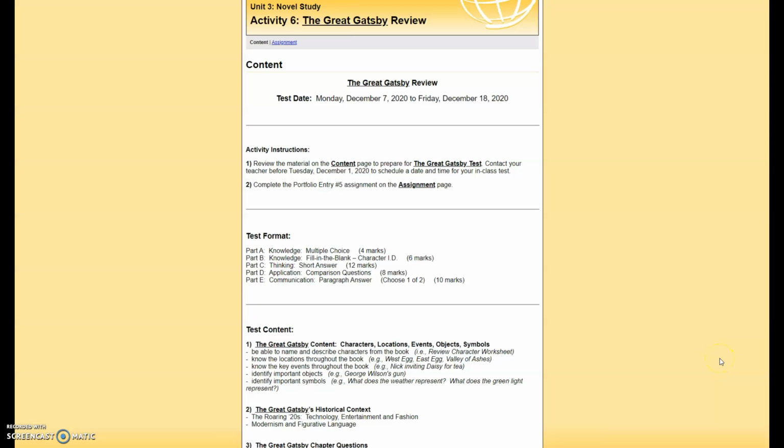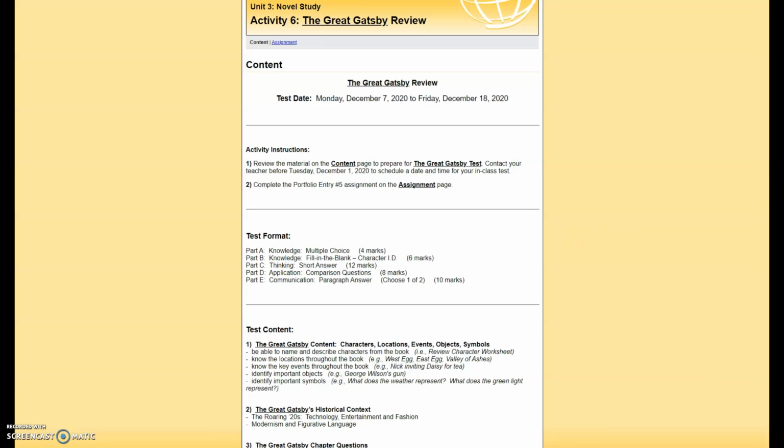Hello, I've had some students asking some questions about what the Great Gatsby test will look like and what types of questions will be on it. So I figured I'd just do a run through of the review page in Unit 3, Activity 6, and then show you a sample of what the test will look like.